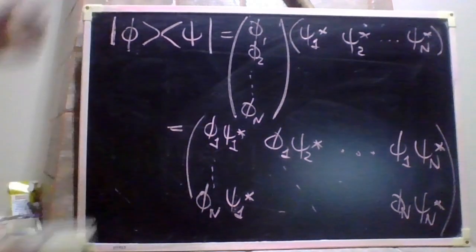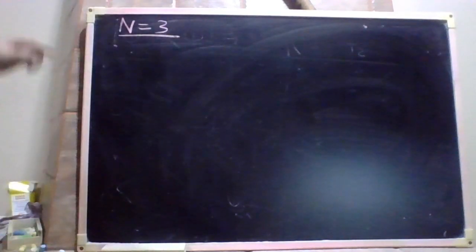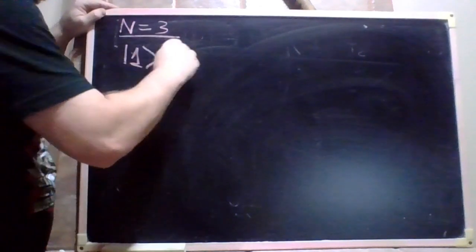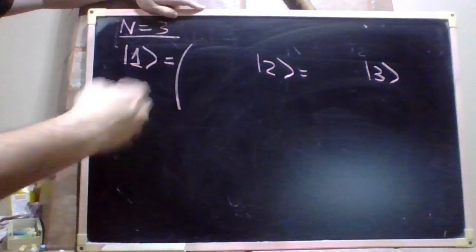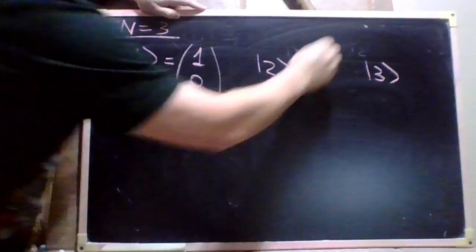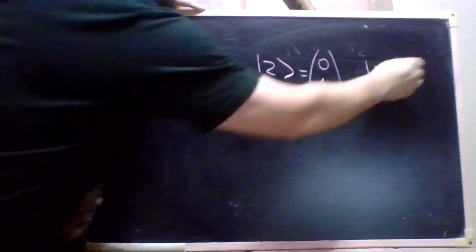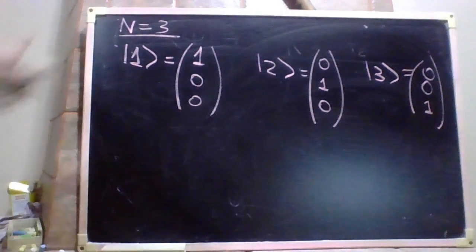Okay? As an example, suppose the dimensionality of the Hilbert space is 3. Okay, a Hilbert space of dimension 3. You have 3 basis vectors, 1, 2, and 3, okay, which can be represented in an easy way like this, 1, 0, 0. These are the basis vectors, 0, 1, 0, and this 0, 0, 1. Okay? You can use these bases.